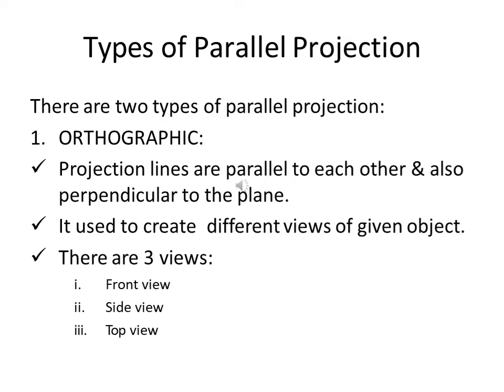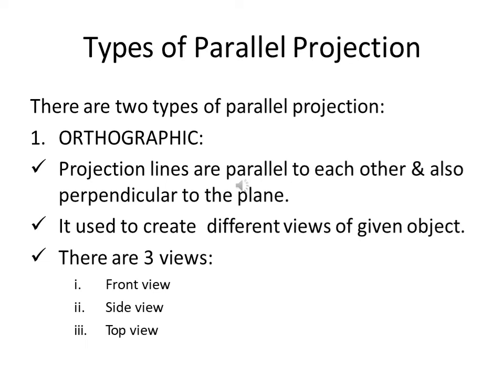There are two types of parallel projection. The first is orthographic projection. In orthographic projection, the projection is perpendicular to the view plane. Projection lines are parallel to each other and also perpendicular to the plane. It is used to create different views of a given object.